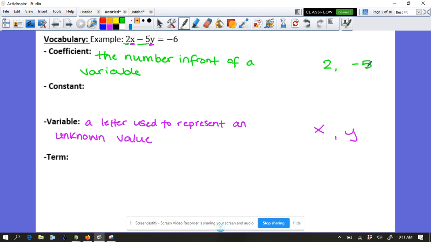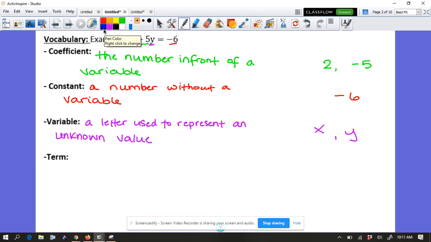Okay, we also have constant. A constant is a number without a variable. So it's just a plain number all by itself. Okay, the plain number in this problem is the negative 6.